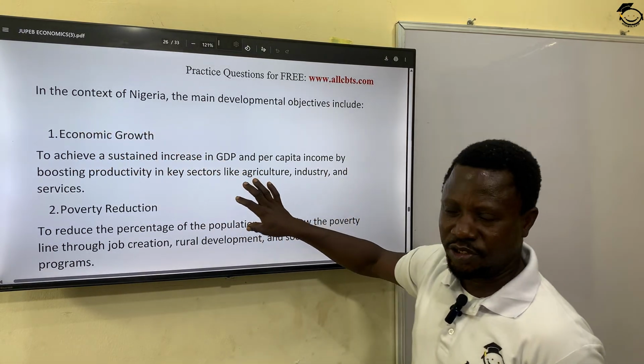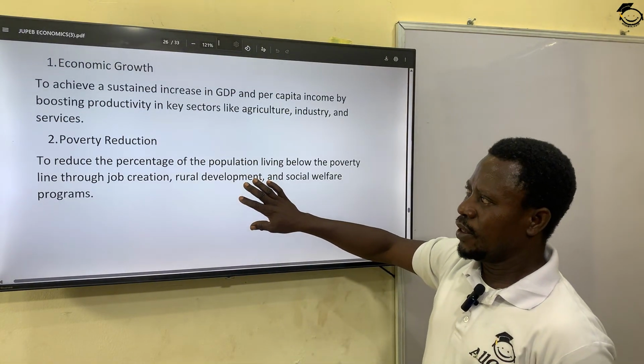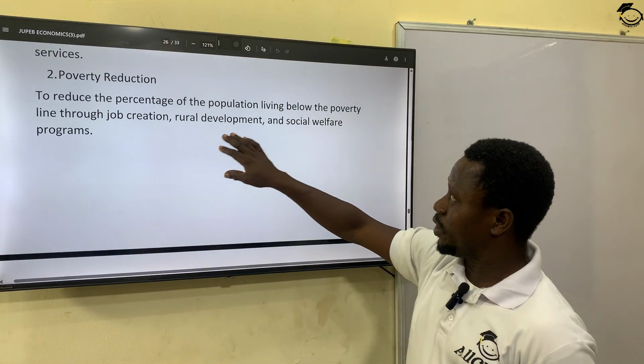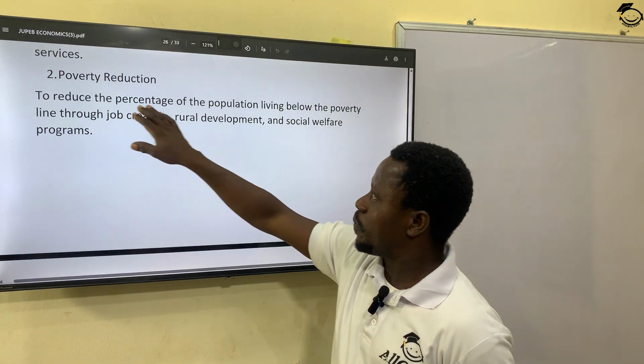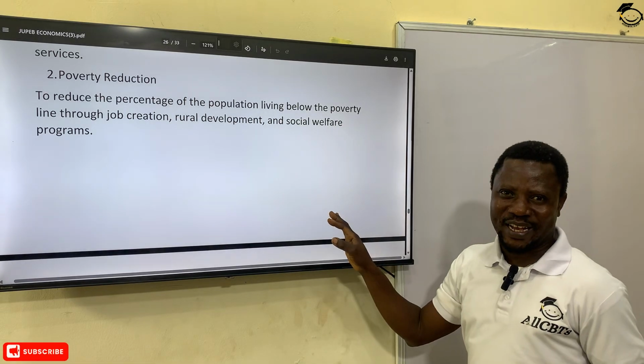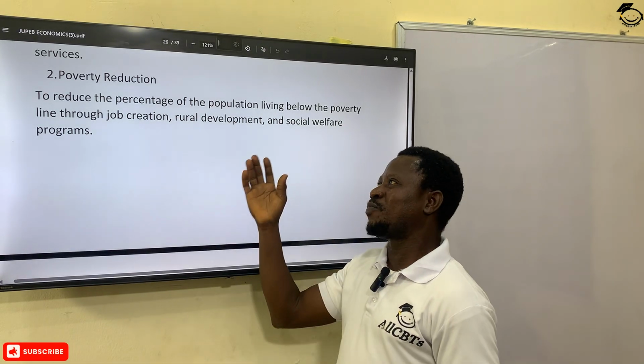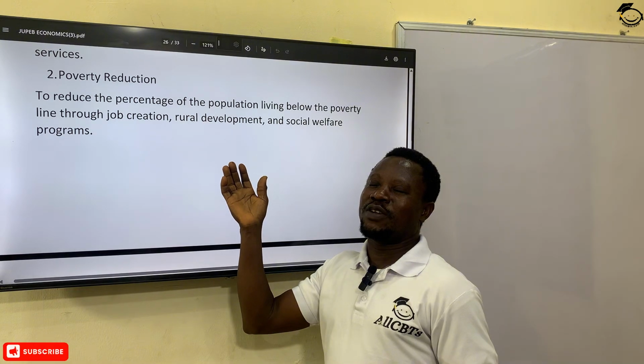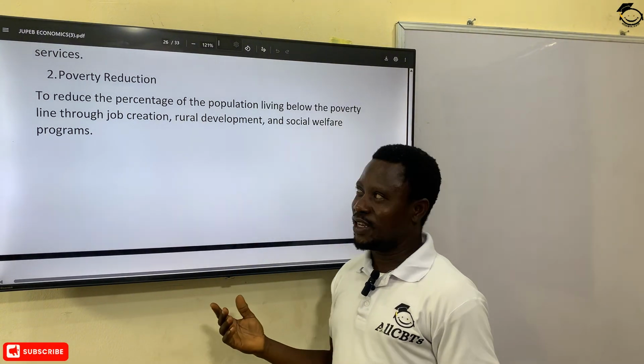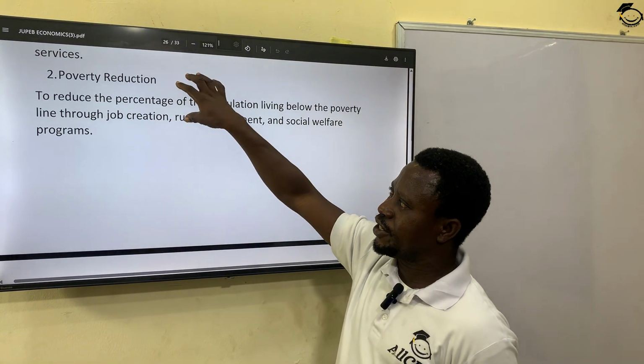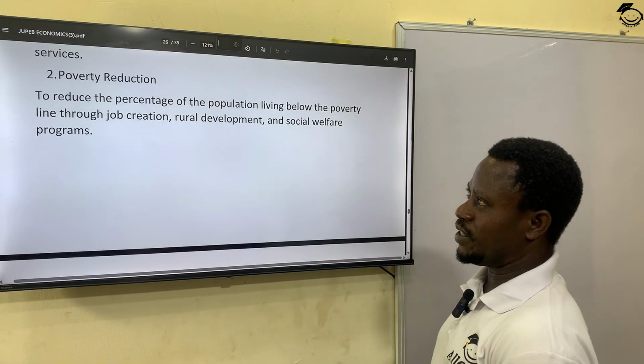2, poverty reduction. Okay? And this can be done in so many ways, particularly to reduce the percentage of people who are living below the poverty line. That's where we are right now. When they say poverty, Nigeria is the capital, or it's a poverty capital of the world. So what can government do to see that they can reduce the poverty level?